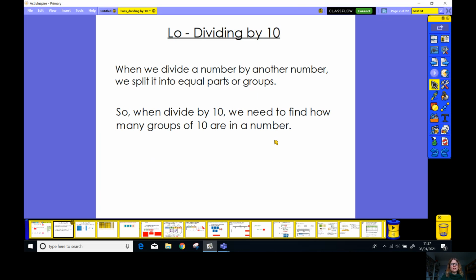Okay, so if you could write the learning objective today, which is dividing by 10, and today's short date is the 12th of the 1st, 21. Could you remember to underline that with a ruler if you've got one at home?